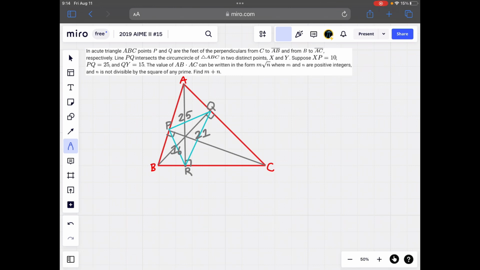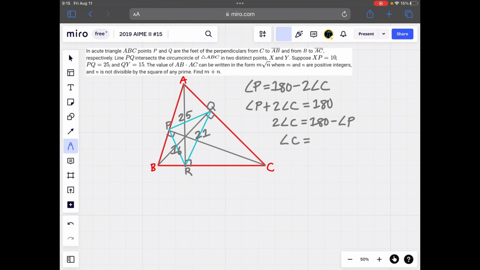And that can allow us to learn more about the angles of ABC, because the angles of the orthic triangle are just 180 minus 2A, 180 minus 2B, and 180 minus 2C respectively, which you should know if you've read EGMO. So since angle P, for example, equals 180 minus 2C, we have angle P plus 2 times angle C equals 180. So 2 times angle C is 180 minus angle P. And so we know angle C is just 90 minus angle P over 2. The same goes for B and A.